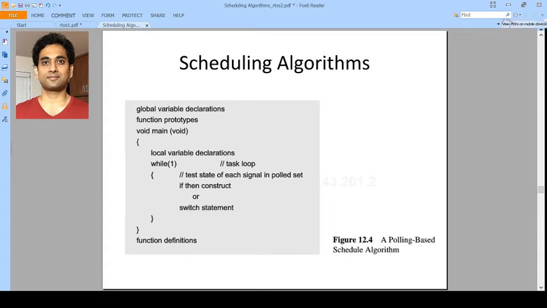So it looks something like this. An infinite loop, and within the infinite loop, there are if-then constructs to test for the state of each signal that is polled, or each peripheral that needs to be polled.